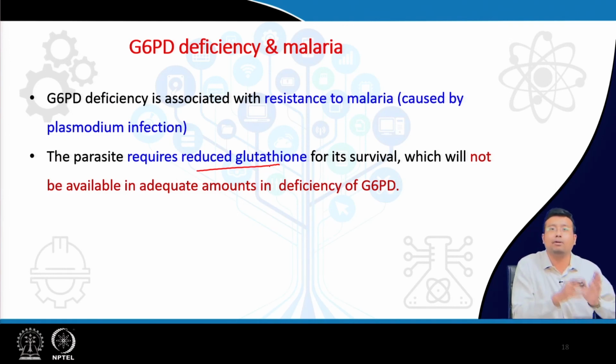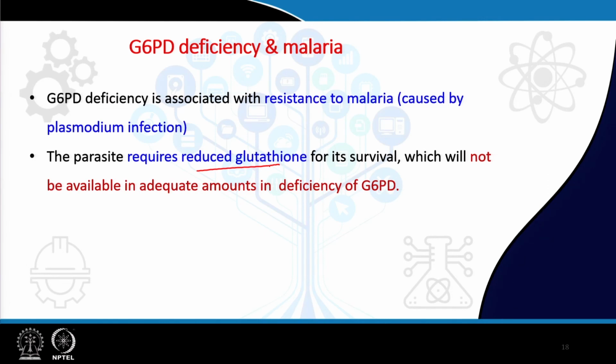So, this is an example of a natural adaptation where an enzyme deficiency in a specific geographical region is protecting the population from a disease, the disease being malaria.